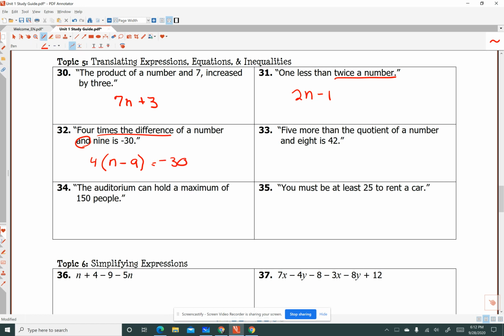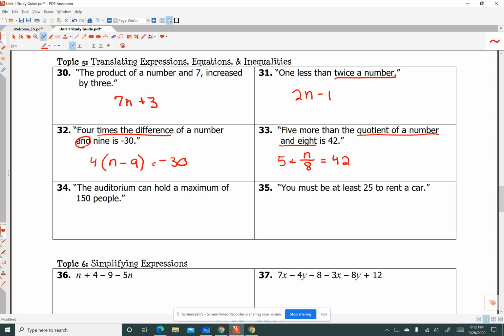30. 5 more than the quotient of a number and 8 is 42. So the quotient of a number and 8 is n over 8, but it says 5 more. So 5 plus n divided by 8 equals 42.